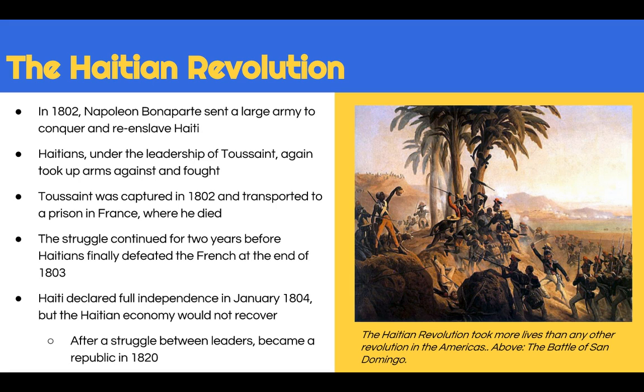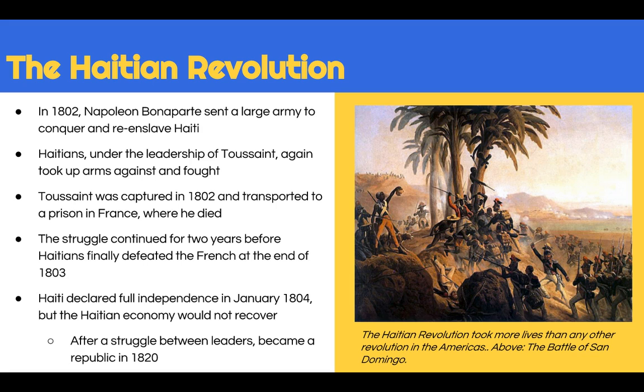But the struggle continued without him for 2 years, and Haitians finally defeated the French right at the end of the year 1803. The French army was also suffering from a lot of illness from the tropical climate of Haiti. But Haiti declares its full independence in 1804. But the problem was the war, which had lasted basically from 1791 all the way to 1804, had damaged the farmland, the plantations, and the economy of Haiti. And really, it never recovers from that.